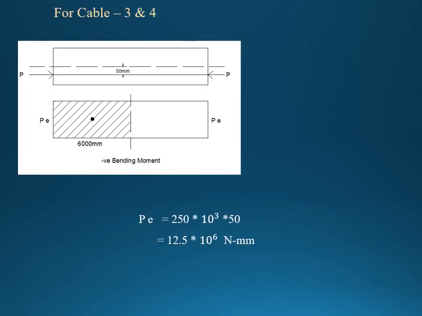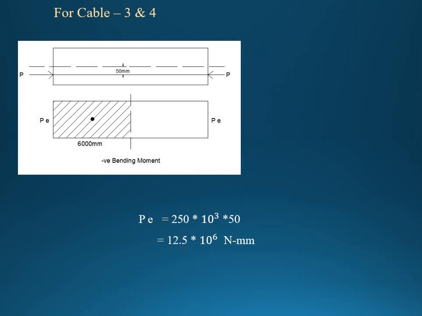Now it is the last two cables, that is cable 3 and cable 4. Here I have considered both the cables. Why? Because the eccentricity is the same for both the cables, that is 50 mm. So I can take both the cables together for the calculation. Area is a rectangle. For a straight cable, the bending moment is a rectangle. So I have considered a rectangle, and it is a negative bending moment. Why is it negative? As the cables are present below the neutral axis, it will be a negative bending moment.